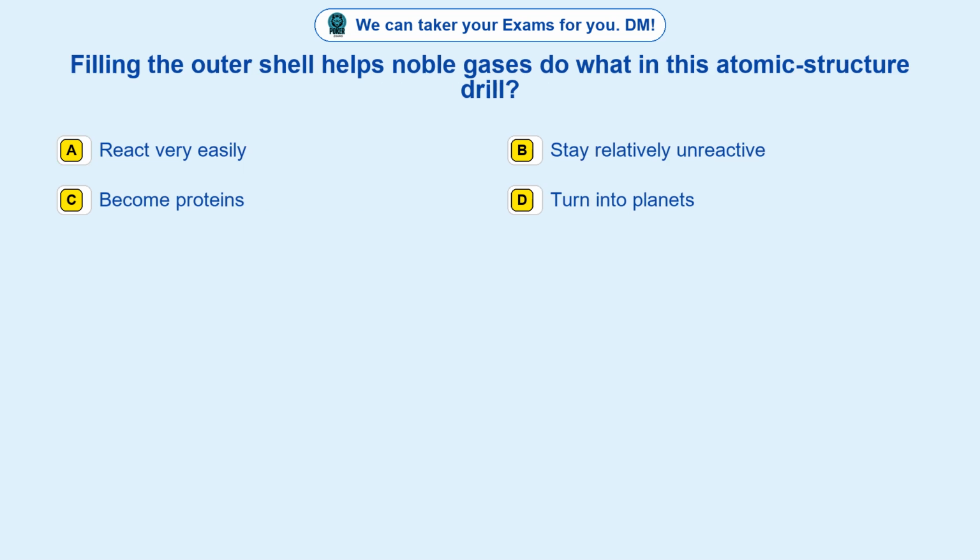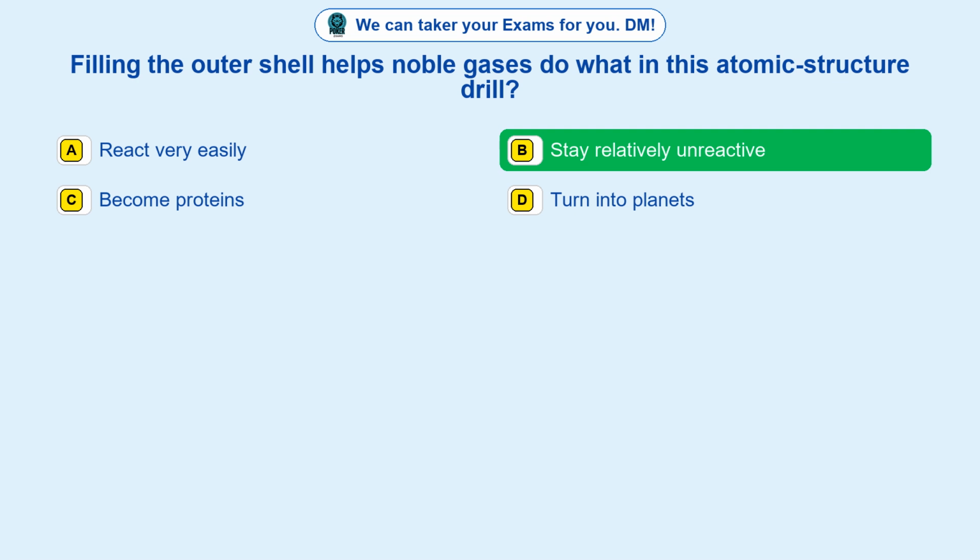Question 41. Filling the outer shell helps noble gases do what in this atomic structure drill? Option A, react very easily. Option B, stay relatively unreactive. Option C, become proteins. Option D, turn into planets. The correct answer is option B, stay relatively unreactive.